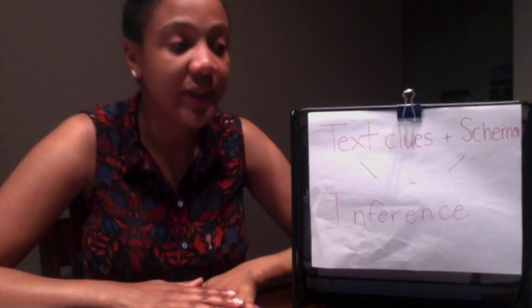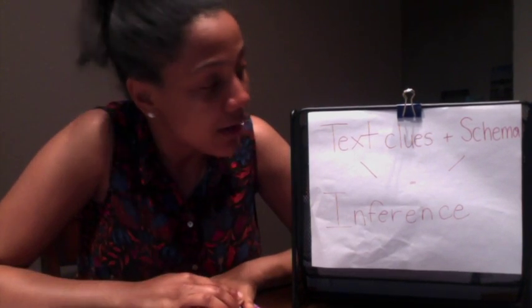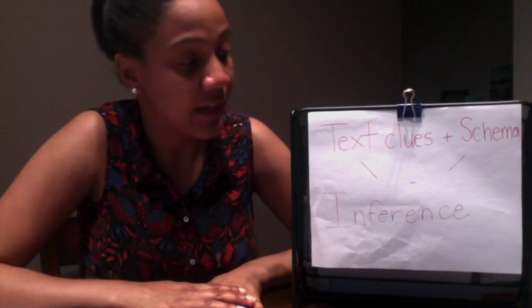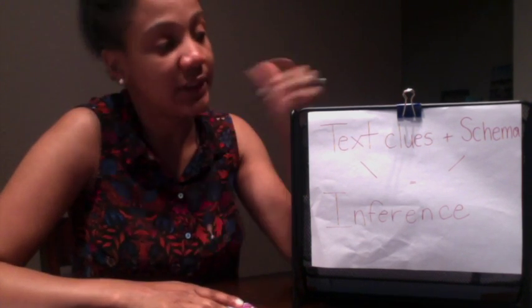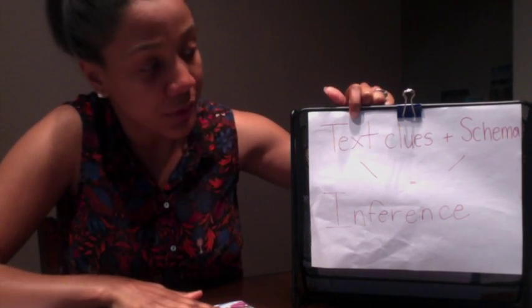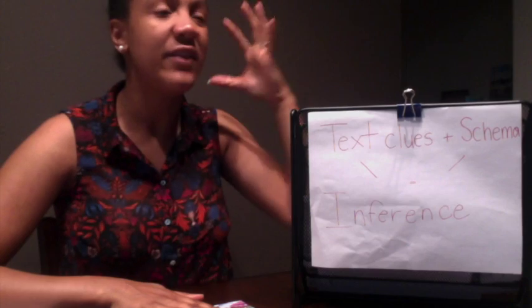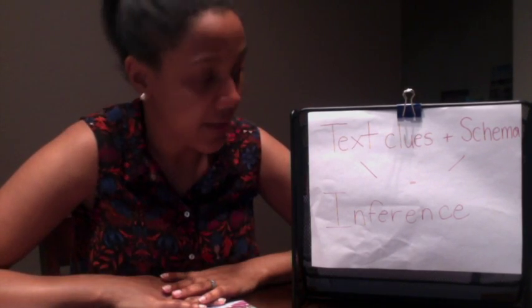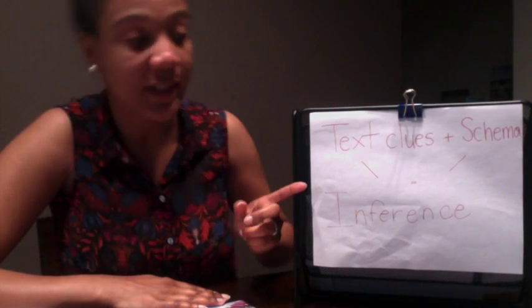Okay, today we're going to continue our talk about inferencing. We know that we've learned in other lessons that inferencing comes from using text clues that the author has given us, things we've actually read in the story, and our schema, things that we already know, things that we've learned in our lifetime. And those things help us infer.